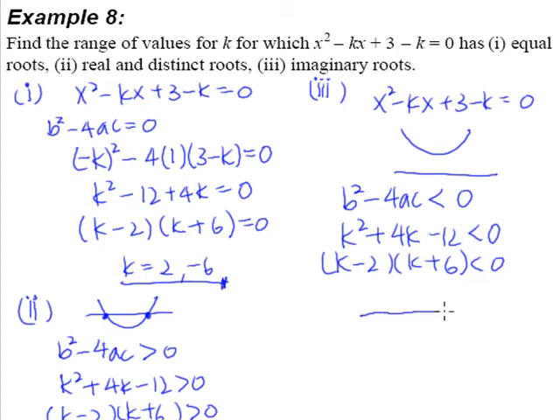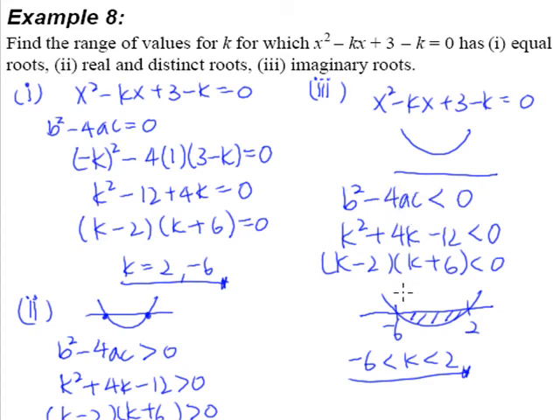With the same steps, we're still going to sketch the same curve. It's going to cut at negative 6 and at positive 2, but now we're looking for the part of the curve that is underneath the x-axis, the part that's negative. So it'll be here. We know that our k value will be between negative 6 and positive 2. Now again, what does this tell us? This tells us that if our k value is between minus 6 and positive 2, we will have a discriminant value of less than 0, which means that our discriminant will be negative.